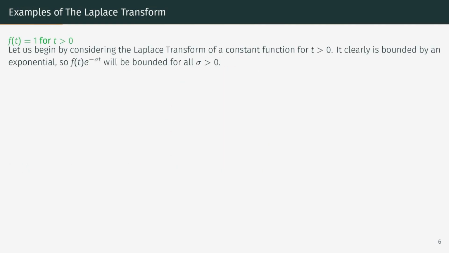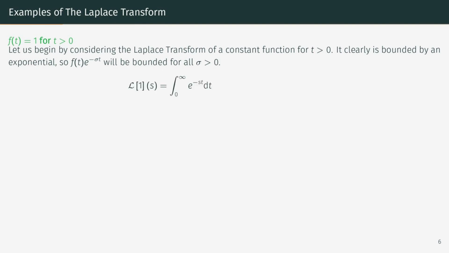Let's now consider some examples of the Laplace transform. First, we have f of t equals 1 for t greater than 0. So let us begin by considering the Laplace transform of a constant function for t greater than 0. It is clearly bounded by an exponential. So f of t times e to the negative sigma t will be bounded for all sigma greater than 0.